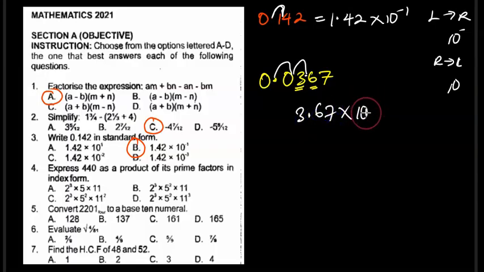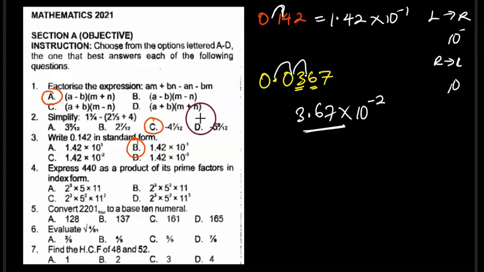Now this 10 raised to power always indicates how many times we've moved. So from here we moved once, and we moved the second time, twice. So it's going to become minus 2. Moving 2 times will become a minus 2. Moving once gives us minus 1. If you move 3 times, it gives you minus 3, and so on and so forth. So that's how we convert these decimal numbers to standard form. So this is the answer to this question.